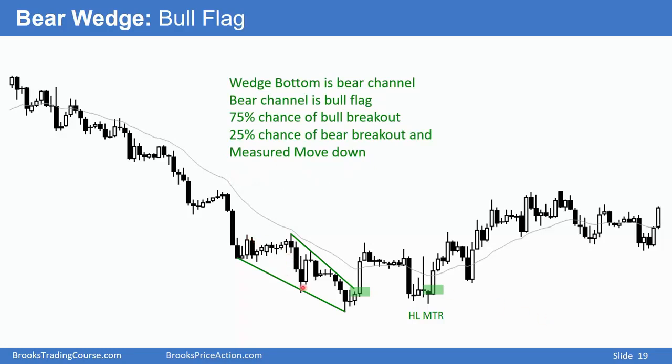A wedge bottom, it's a bear channel. And a bear channel is a bull flag. 75% chance you'll get a bull breakout. Only a 25% chance you'll get a bear breakout and then a swing down for a measured move. A bull breakout does not mean bull trend. It simply means a break above the top of the channel. It could result in a trading range, as it did. But once it enters a trading range, then traders will look for a major trend reversal, which we got.